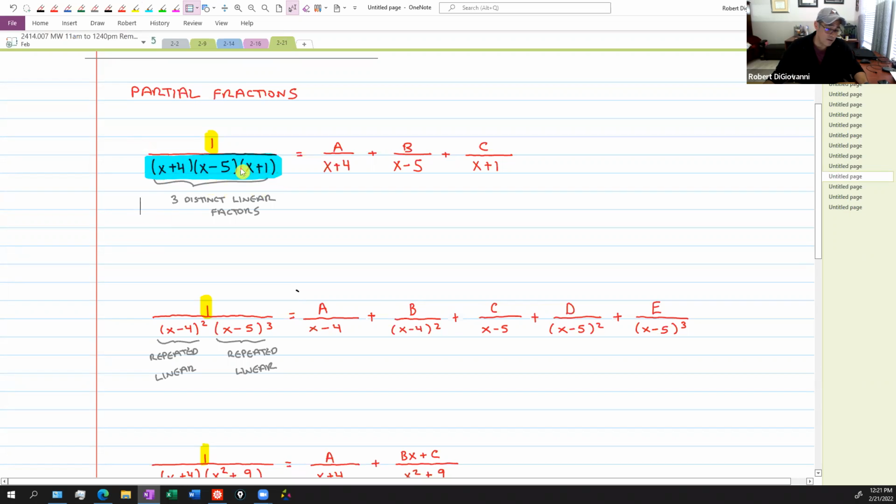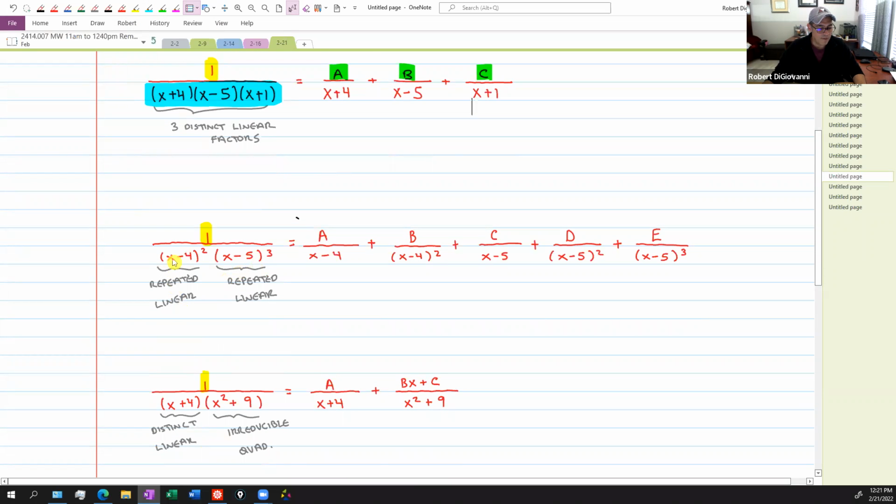If I plug in -1, it'll make this one 0, but it won't make the other one 0. So they are distinct linear factors. Anytime you do partial fractions, for each distinct linear factor, you put a generic letter, A, over the first linear factor, B over the second linear factor, and then C over the third linear factor. Your goal at this point is to figure out what A, B, and C are. I will show you how to do it. I'm just trying to remind you what the technique is.